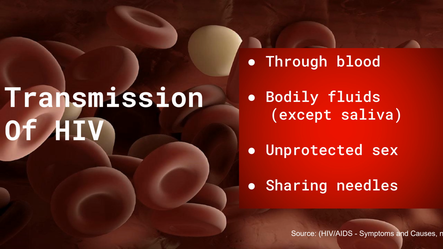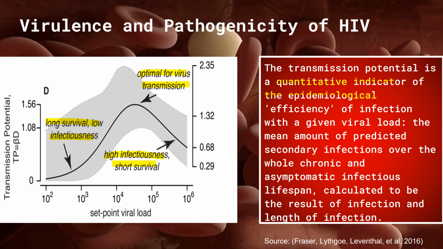HIV can be transmitted through blood, bodily fluids, except saliva, unprotected sex, and sharing needles. There are 3 phases displayed in the graph. The transmission potential is a quantitative indicator of the epidemiological efficiency of infection with a given viral load. The mean amount of predicted secondary infections over the whole chronic and asymptomatic infectious lifespan, calculated to be the result of the infection and the length of infection.